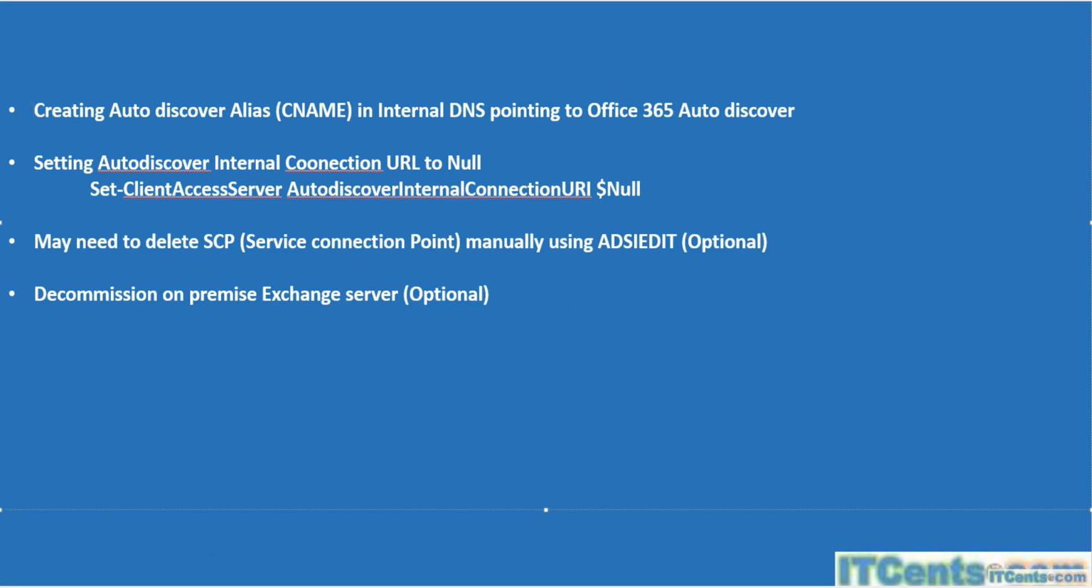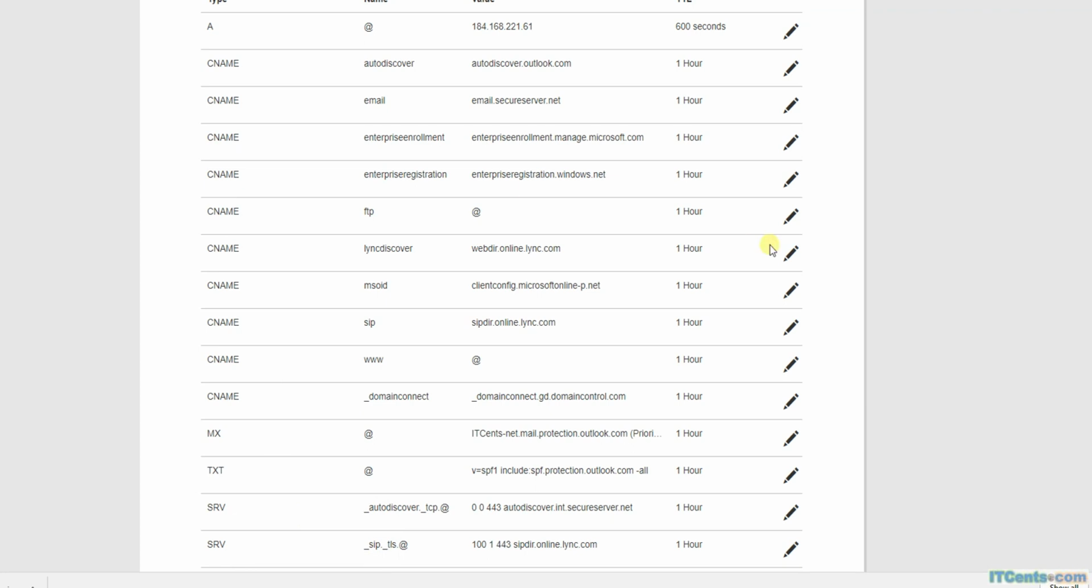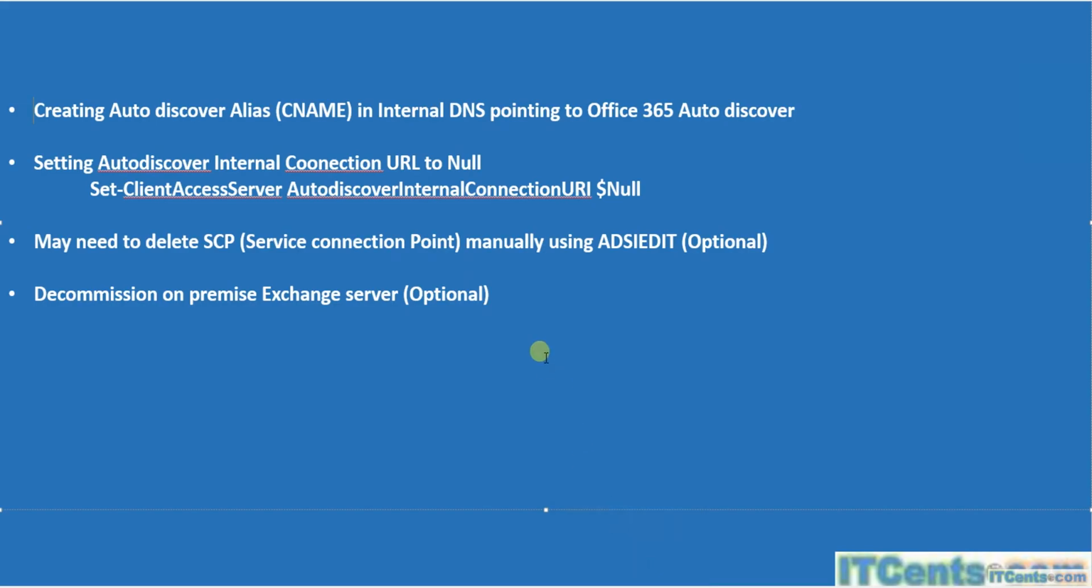So these are the few things that we need to do. First thing first, we need to create an Autodiscover alias or CNAME record for Autodiscover and make sure it points to the Office 365 Autodiscover. For example, if I go to my external DNS zone, there is a CNAME record called autodiscover, right? That's pointing to autodiscover.outlook.com. Same thing I need to do on my internal DNS as well, because the client first will connect to the internal DNS zone, and we need to make sure that there is an Autodiscover CNAME record that's pointing to autodiscover.outlook.com.